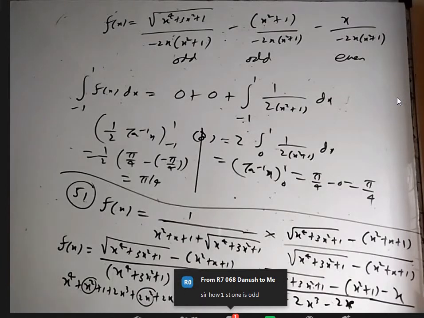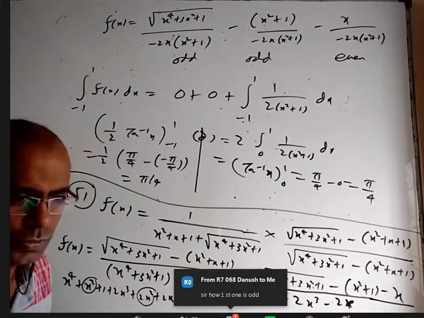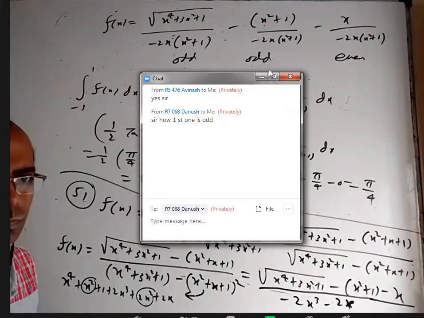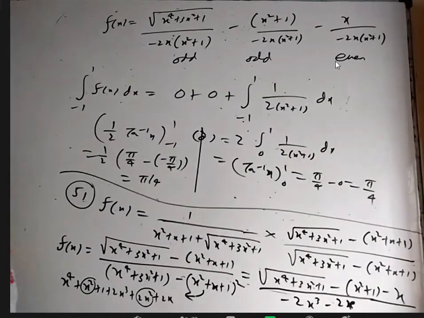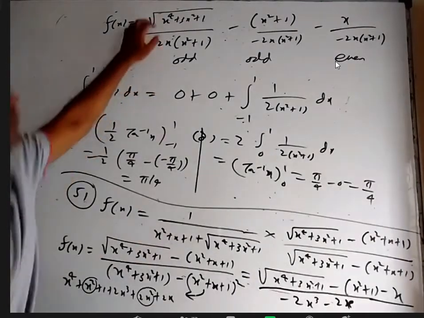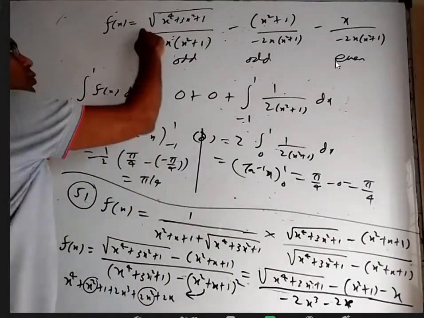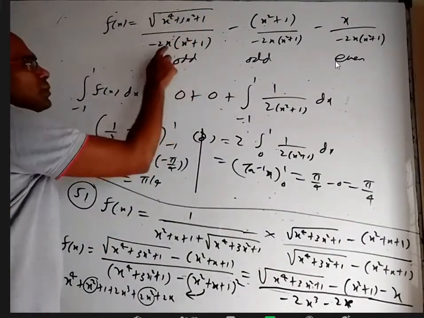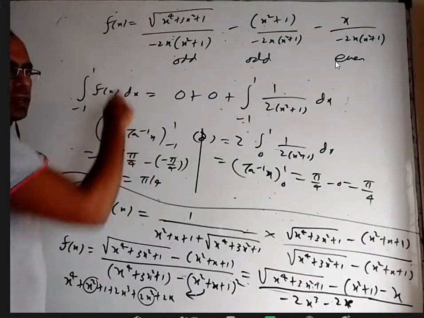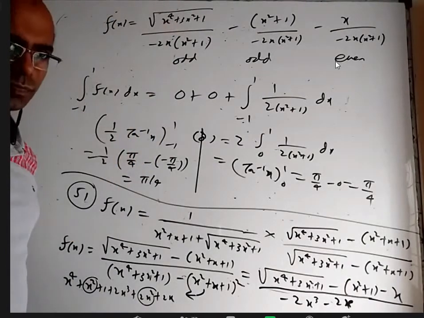How is the first one odd? All right, somebody is asking here. How is the first one odd? If you replace x with minus x, no change here, no change here. But this x will become minus x, that minus you take common. It will be negative of the original one.